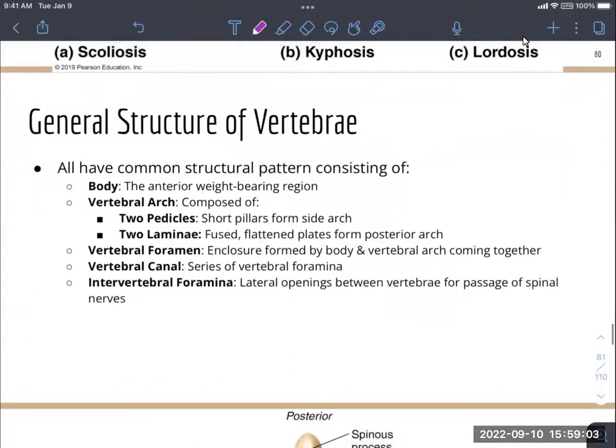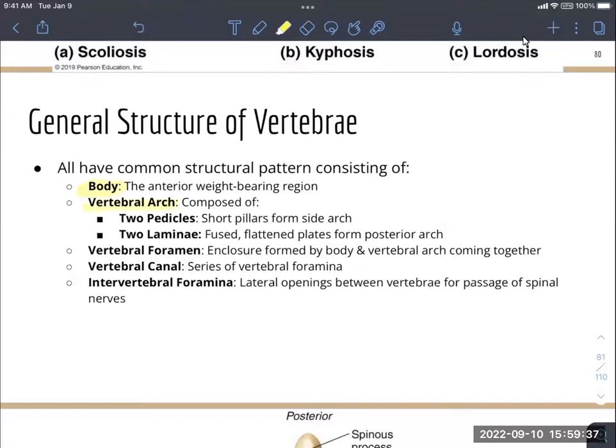So let's look at the structure of the vertebra. All vertebrae, for the most part, have most of the same features. There's a couple differences between the cervical, the thoracic, and the lumbar vertebrae. But in general, they all have somewhat of the same features. They all have a body, except for the first vertebrae below the skull. That one does not, but every other one in the body has a body to it. That's where it takes on weight.